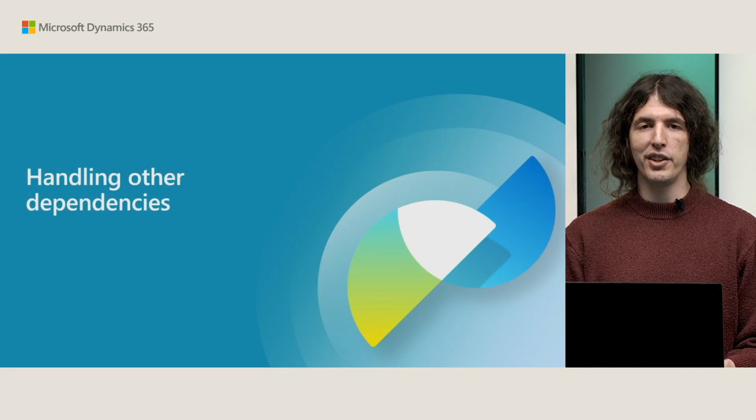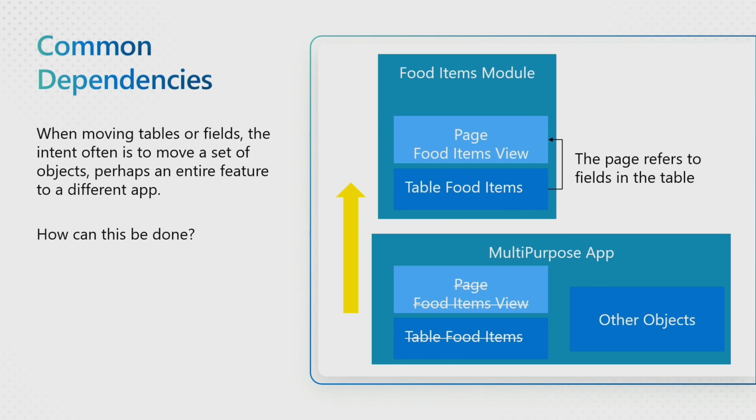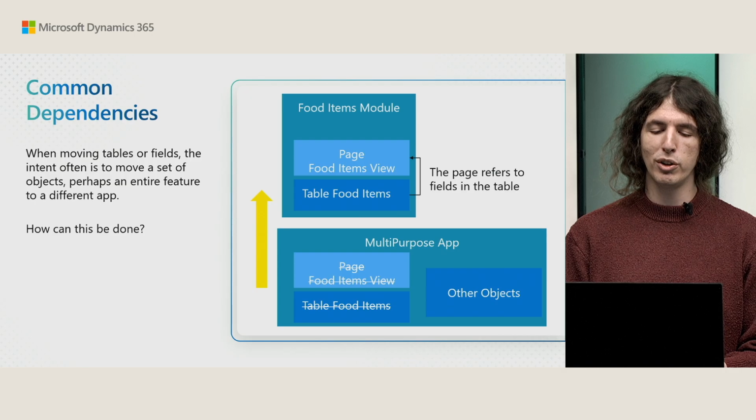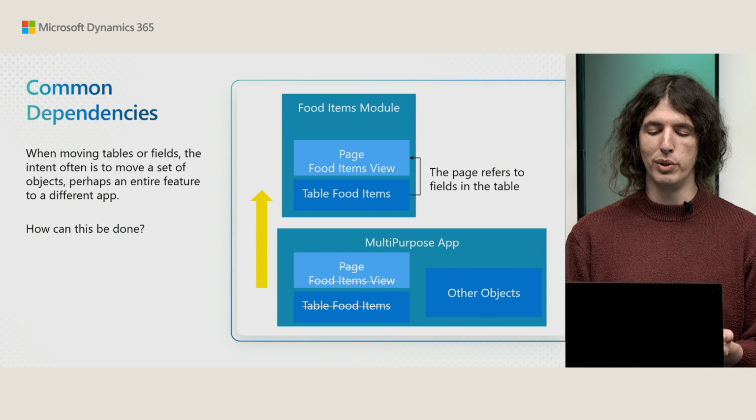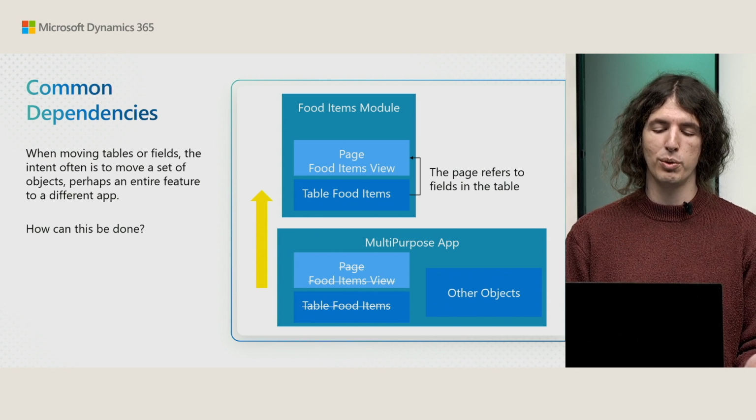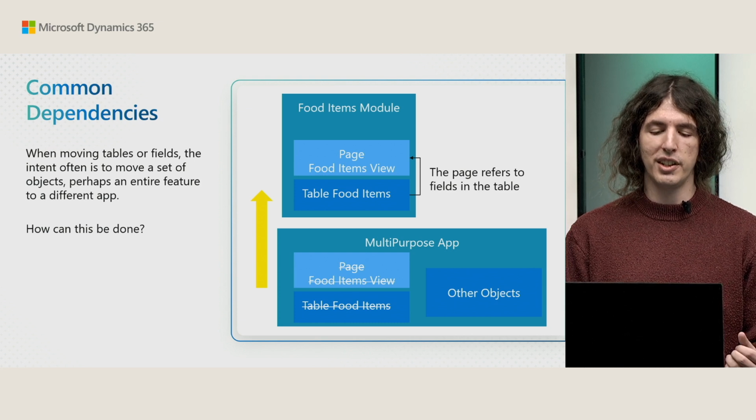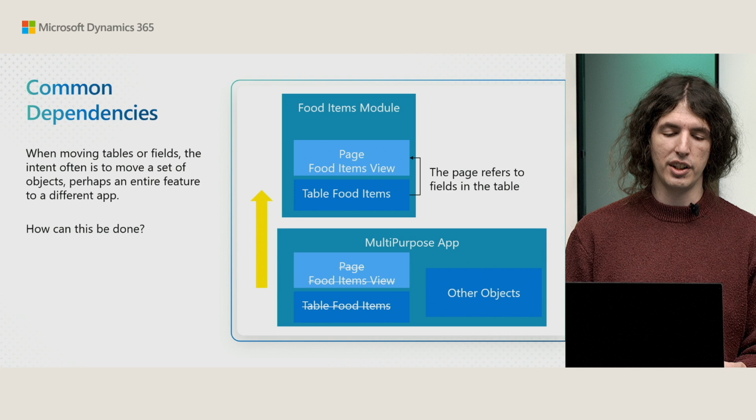Let's go through another case. When we have an app, we don't just move tables and fields, but there are also things which depend on these tables and fields. Let's take this example here. We have a multi-purpose app which contains some functionality specific to food items, and we want to move them to a food items module. We don't just want to move the table food items, we also want to move the page that shows the food items with it. So how is it possible for us to take this page and move it to a different extension?